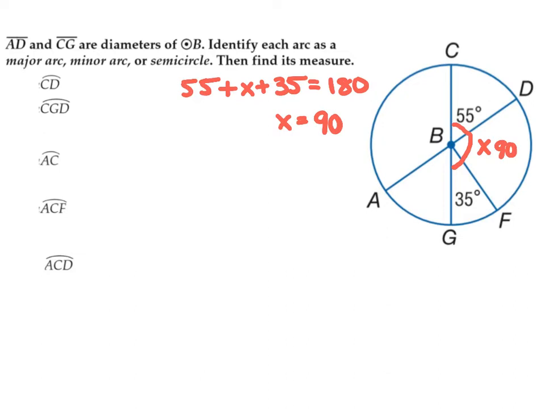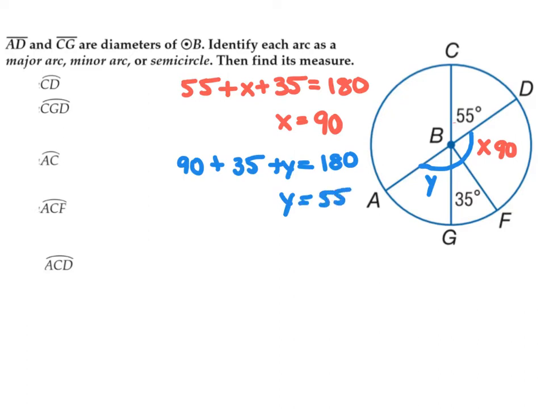Now let's say I continue to use this sort of strategy. So if I erase this part, now let's say I choose to use that these angles form a line. So I'd have, and I call this y. So you could say 90 plus 35 plus y equals 180. So if I solved, you'd have that y equals 55.